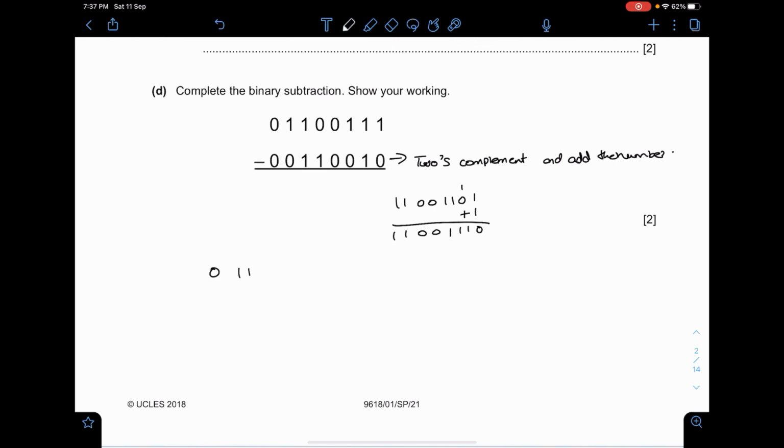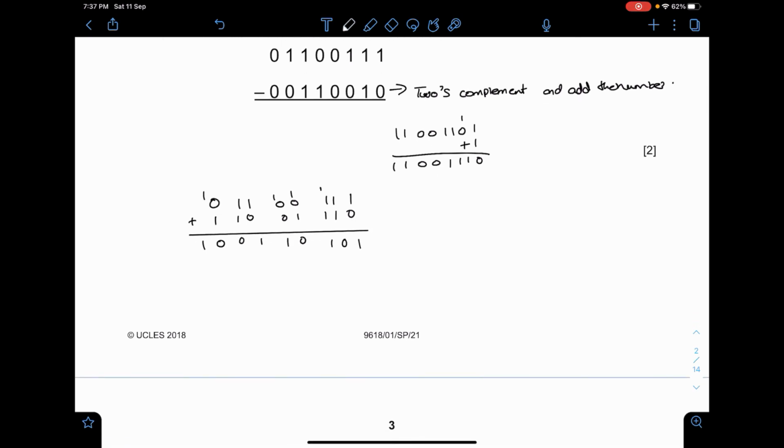Now we're going to add the two. I'm going to add these two numbers, carrying the 1s along the way. So here is my final answer. This is using 2's complement addition.